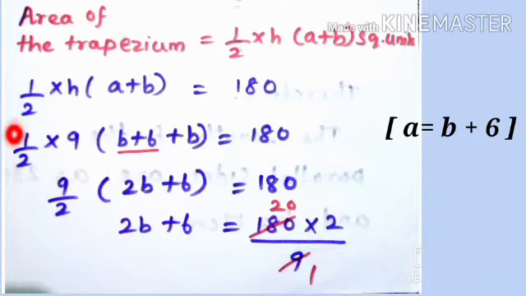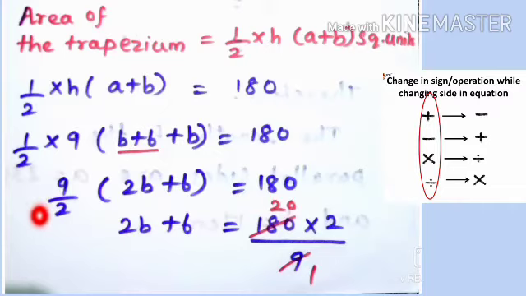So in the next step we are going to substitute the known values and the condition. So that is 1 by 2 into the value of h is 9, and here A is taken as B plus 6, plus B. Here A is equal to B plus 6 because the condition is given, that is one of the parallel sides is longer than the other by 6. So thus we taken A as B plus 6. So substitute here plus B is equal to 180. Now 9 by 2 into B plus B is 2B plus 6 is equal to 180.